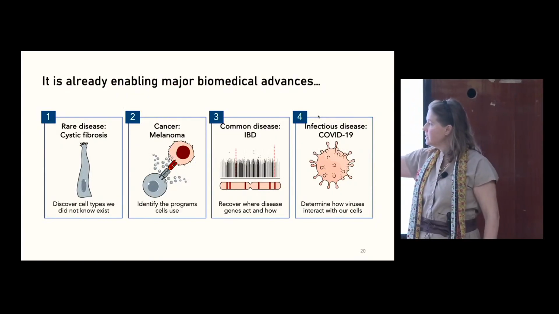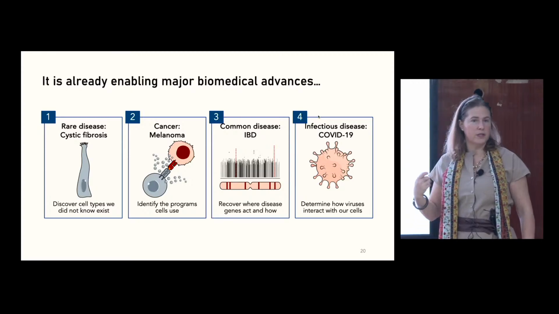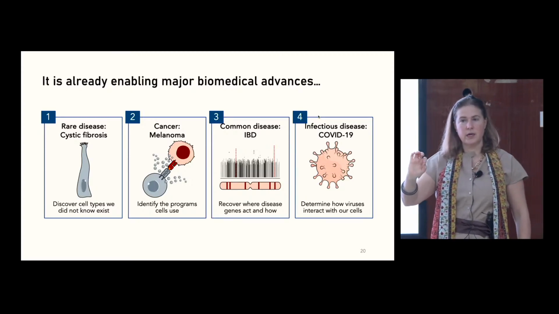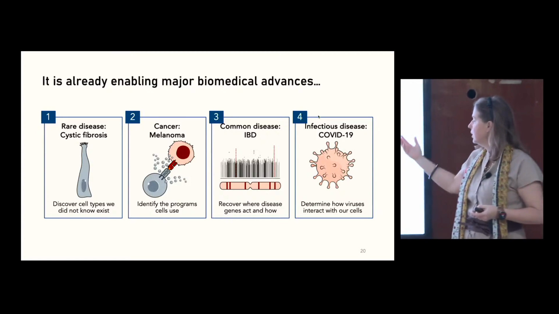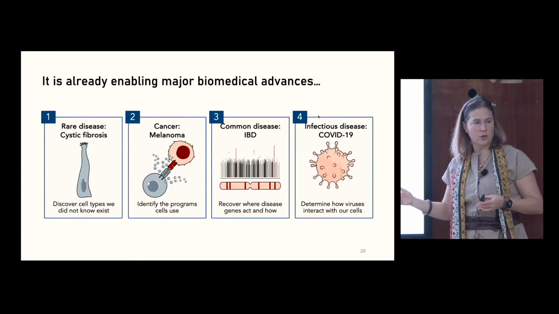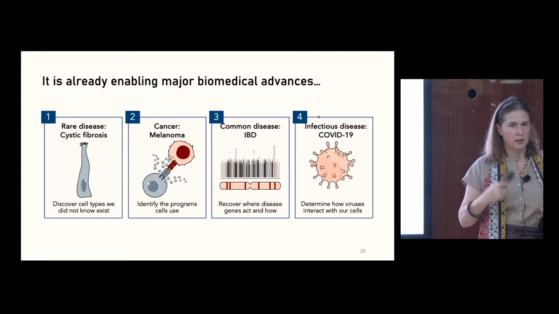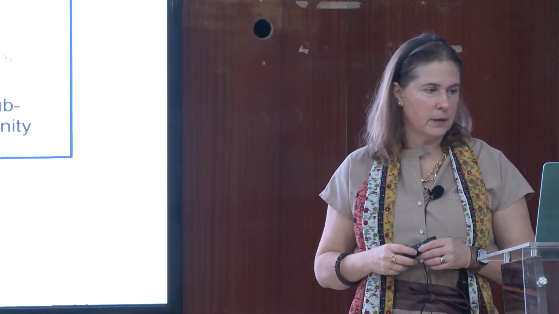Also, common diseases like IBD: where are the risk variants expressed, in which cells, and again, how are the cells changing relative to the healthy reference tissue, and then also infectious disease such as COVID-19, which I'll come on to in the next part of the talk at 11:30.